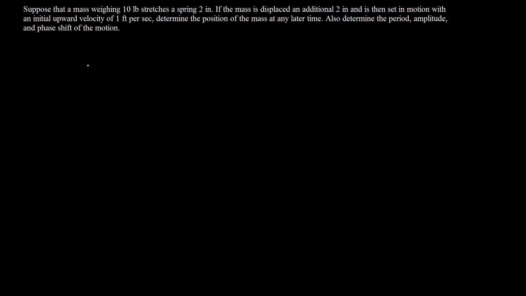Read the question carefully. We need to set up the initial value problem. First, let's find the ingredients. We know that for a mass spring problem, the initial value problem is m u double prime plus gamma u prime plus k u equals the external force, and we have initial displacement some value and initial velocity, let's say v naught.